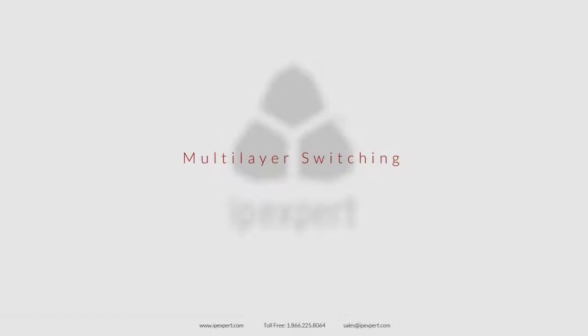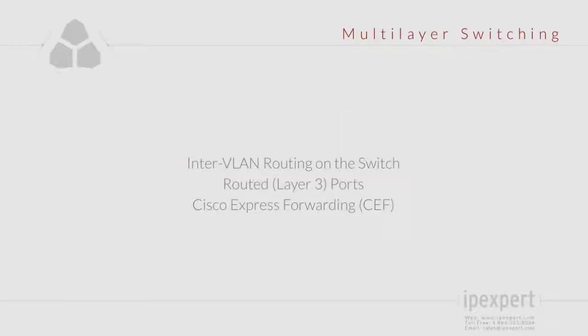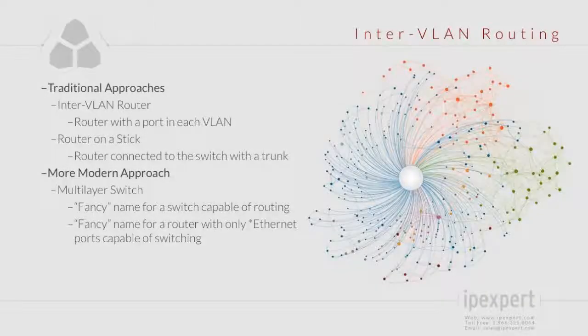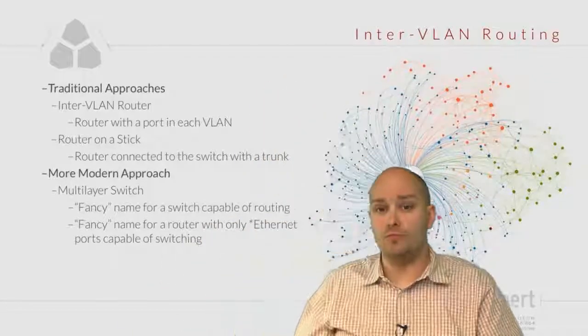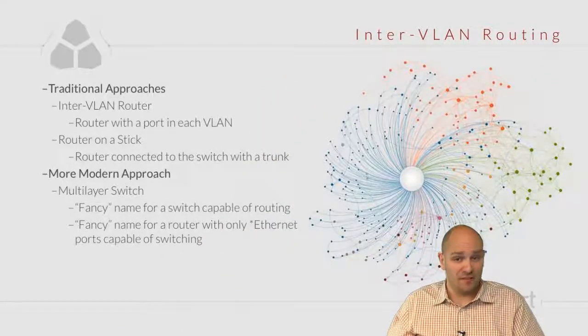In this section about multi-layer switching, I'm going to talk about inter-VLAN routing on the switch, I'm going to talk about the layer 3 ports, and I'm going to talk about the Cisco Express Forwarding. Inter-VLAN routing is a solution to the problem of communicating between different VLANs.